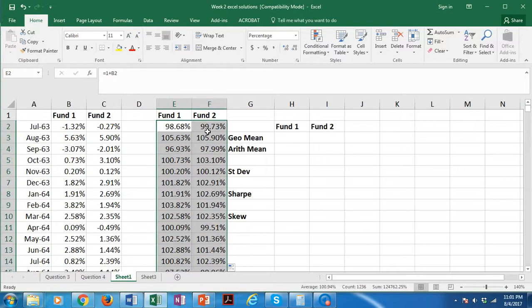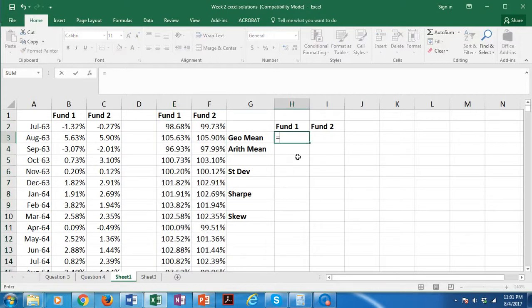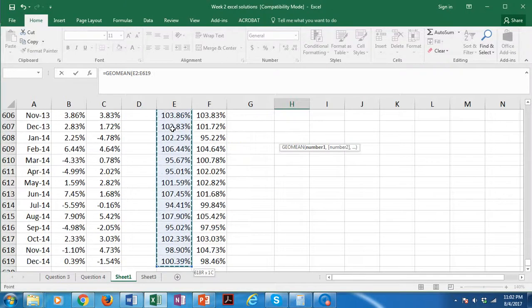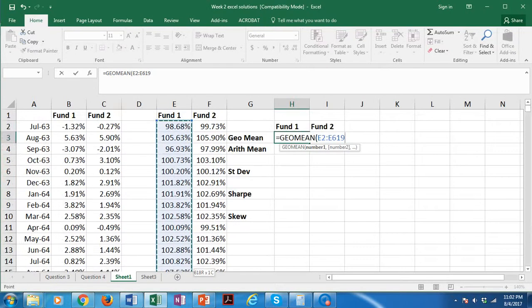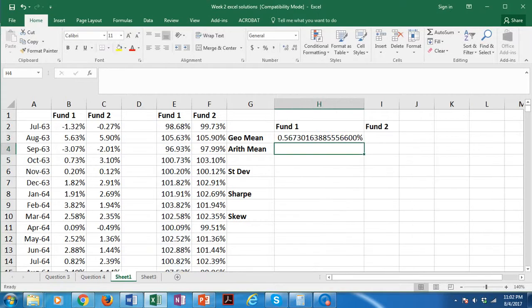Now we can use these inputs to calculate geometric mean. So equal, geometric mean is this one. We just select the whole column by clicking Shift Control down arrow simultaneously. We finish the bracket, and since we added 1, we deduct 1 here. So we get a geometric mean.